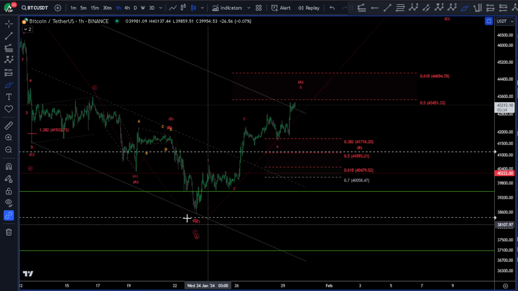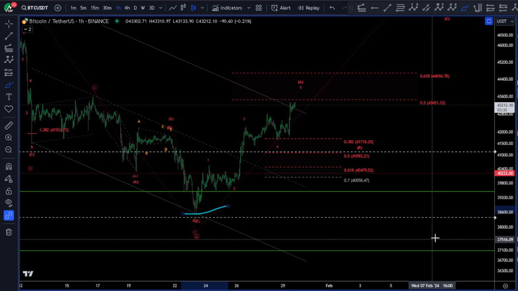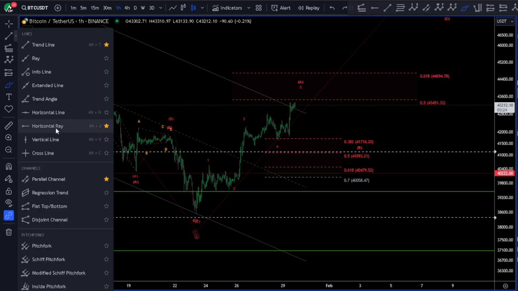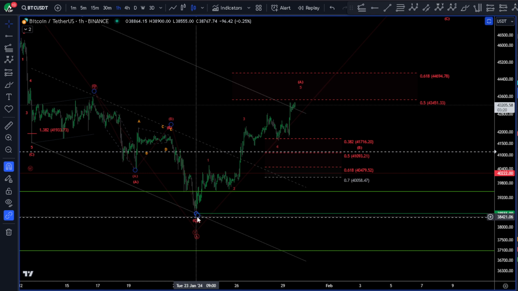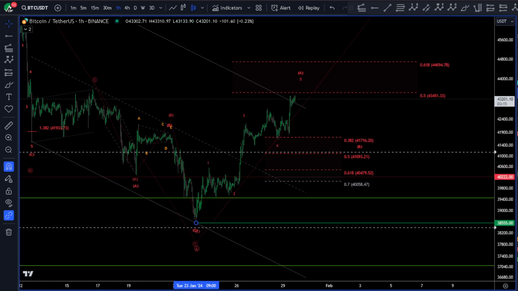Obviously, the count falls apart if we break this low here at around, let me get the exact count for you. Well, this is on Binance. You'll have to check your own exchange, but need to hold 38,555 on Binance.